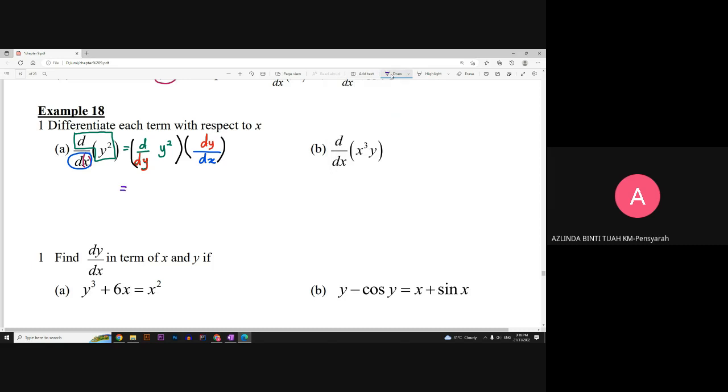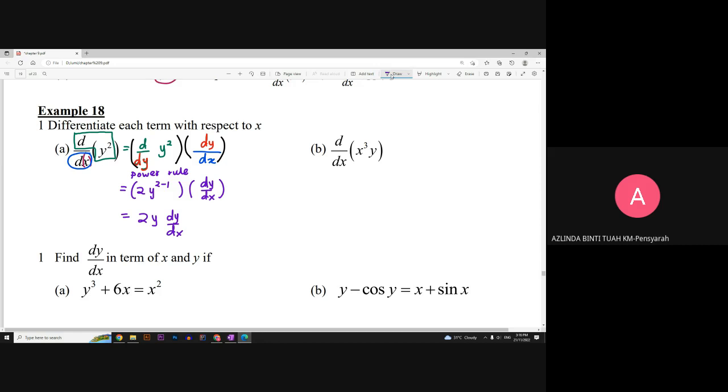Okay, differentiate y squared respect to y, barulah kita boleh differentiate by using power rule. Bring down the power, minus 1. That's for the first bracket. Second part, just copy it back, dy per dx. So the answer is 2y to the power of 1 times with dy per dx.